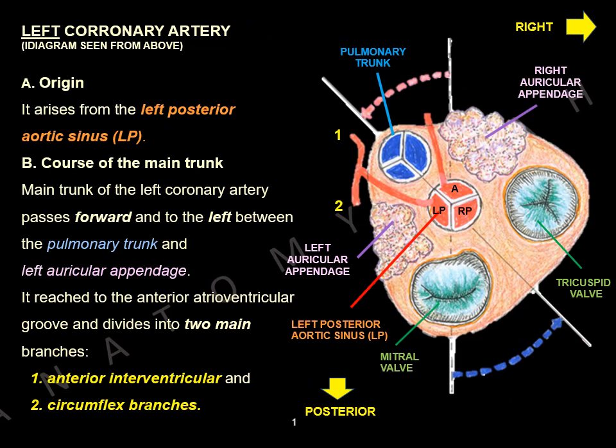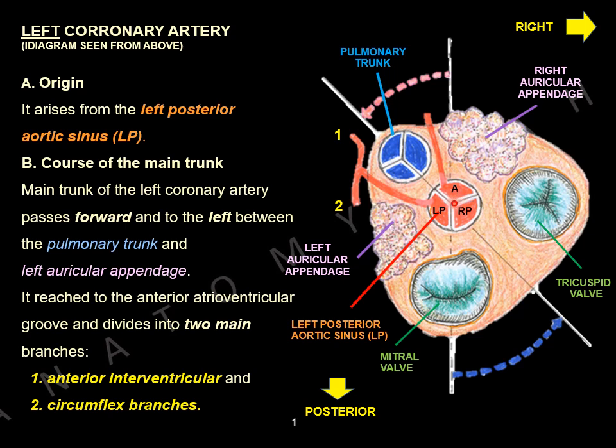This is the schematic diagrams of the heart seen from above, superior view. This is anterior, this is right, this is posterior, this is left sides of the heart. The first thing we are going to show you is this is aortic opening. Above that is your ascending aorta with three sinuses here.